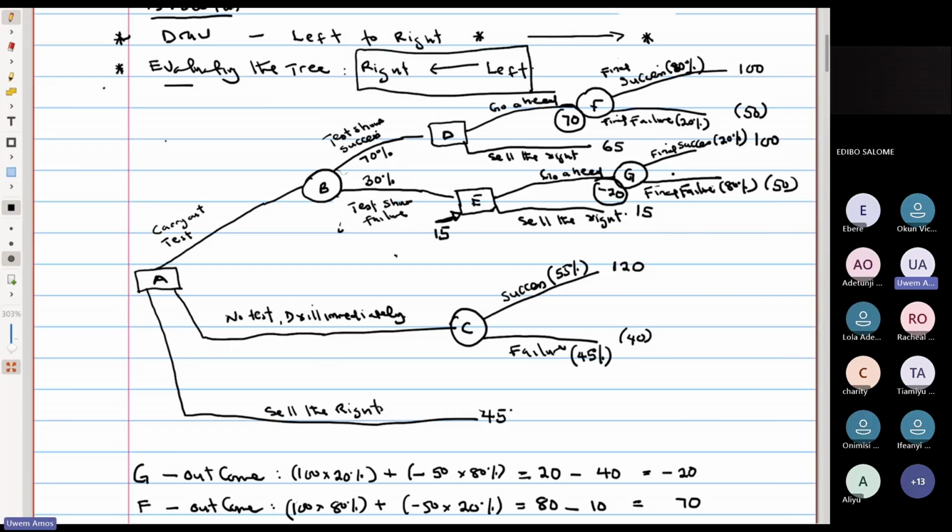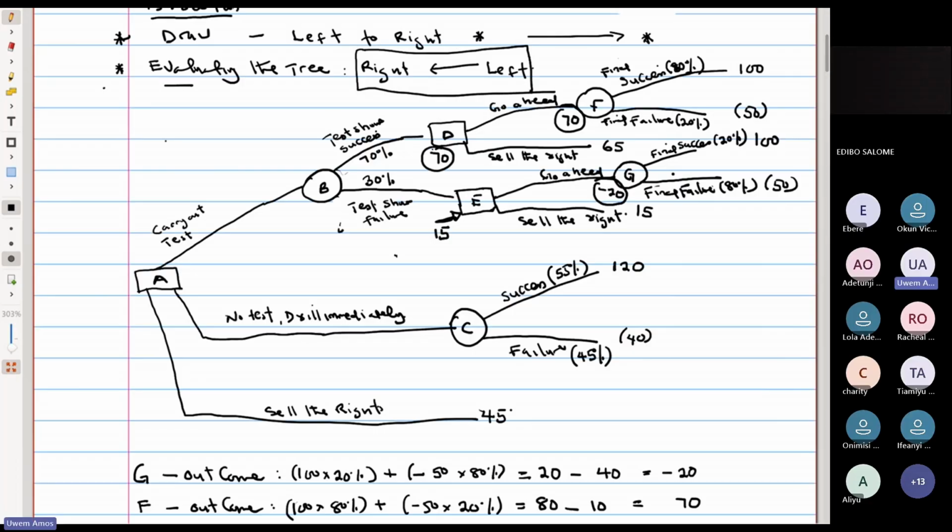So I've done E. The letter before E is D. So let's go to D. D is what? Outcome or decision? Decision point. So we have to make a choice. It's either we go this way or this way. If we go this way, we land at F, we'll make 70. If we go this way, there's no probability, so we land at 65. So 70, 65, what's the better choice for us? 70. So we have a 70 here.